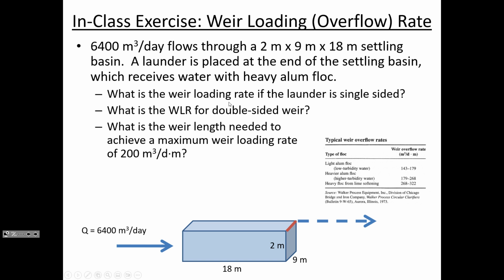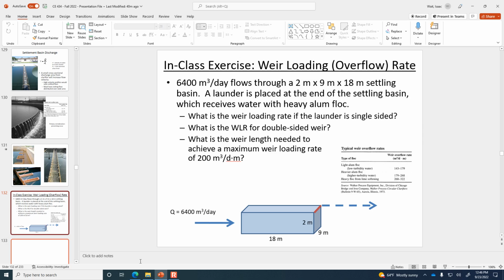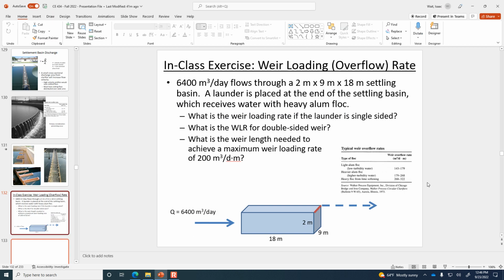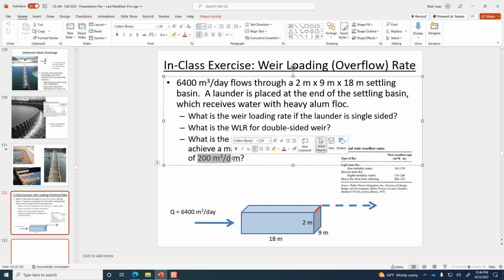So instead of having a single-sided launder, what about the weir loading rate if we had it double-sided? So here again in the calculation illustration, we just double the overflow length. That still puts us in the 356 cubic meters per day. And so let's say that we were doing a heavier alum flock, and we wanted to be in the middle range here of 200 cubic meters per day per meter of launder.